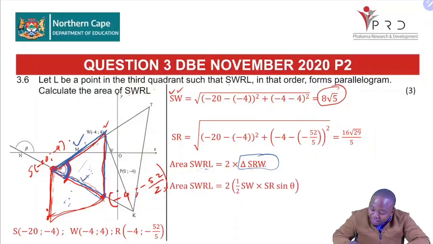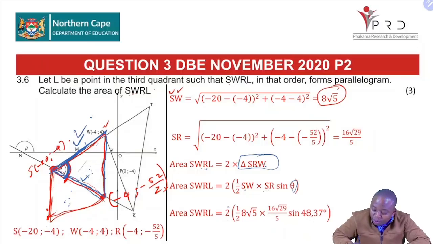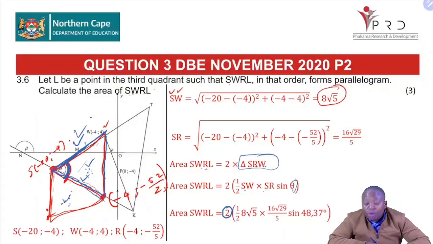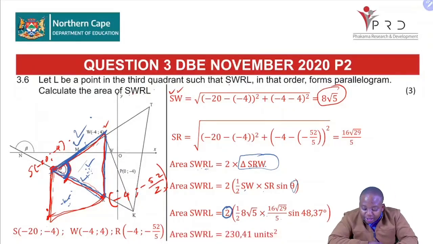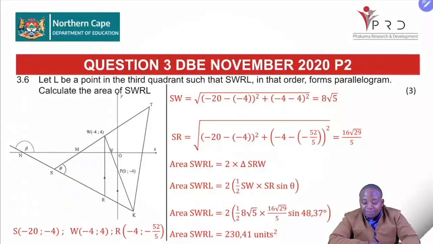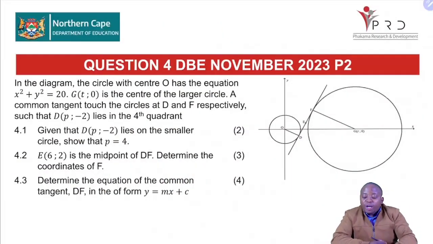Then now let's find the area of SRW. It equals 1 over 2 times SW, which is the side, multiplied by SR, sine of the included angle, which is sine theta. Then the area of SWR equals 2. Remember, we are repeating this triangle twice. It's going to be repeated twice. It is 2 times 1 over 2 times SW multiplied by SR sine of the included angle, which is sine theta. Then the area of SWR is 230.41 units squared.